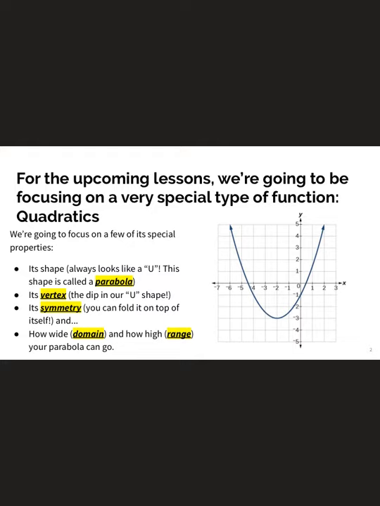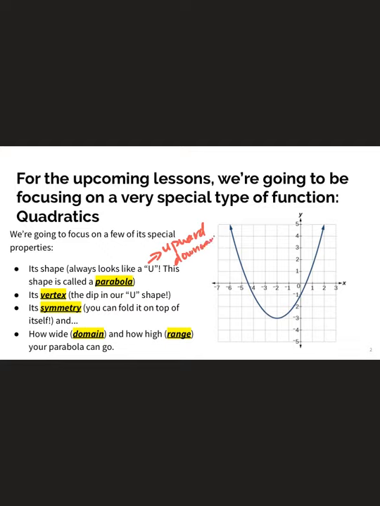So for the upcoming lessons, we're going to be focusing on a very special type of function, specifically quadratics, right? And we're going to focus on a few of its special properties. The first thing we're going to focus on is its shape. Quadratics always form this very special shape called a parabola. And it typically looks like a U, right? Sometimes it could be an upward U, so this can be upward or downward.